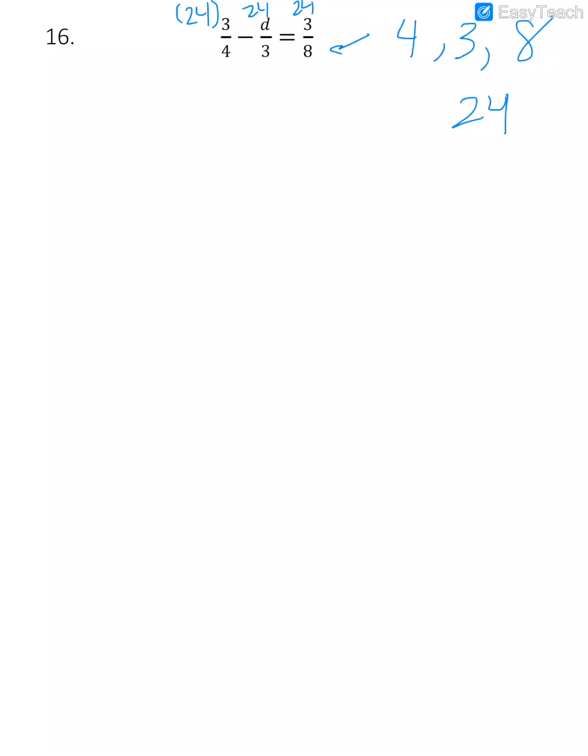Okay, so we can simplify this a little bit. So 4 goes into 24 6 times, so now we have 6 times 3 over 4 minus 3 goes into 24 8 times, so then we have 8 times d, and that equals 3 times 3.